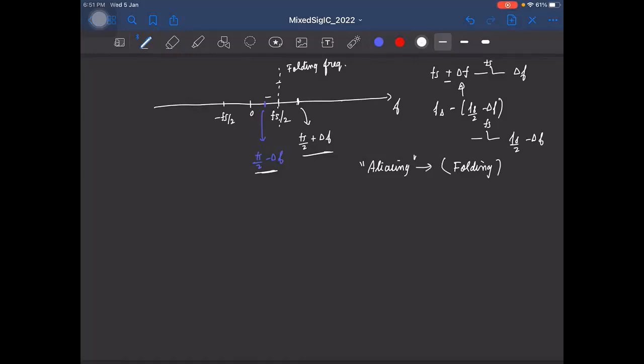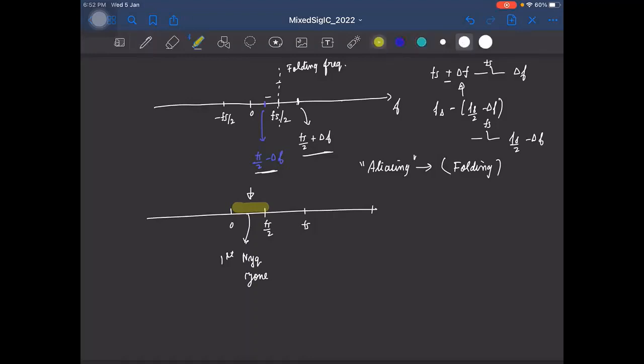Okay, some terminology now. So let me draw the axis once again. So 0, this is fs by 2. So let's say this is fs. So this range of frequencies from 0 to fs by 2 is called the first Nyquist zone or first Nyquist band, right? So this is the range of frequencies which can be sampled properly at a frequency of fs, right? Beyond that frequency, if you sample it at fs, we will incur aliasing, okay? So the next range of frequencies from fs by 2 to fs, this zone is called the second Nyquist zone, right? And so on.